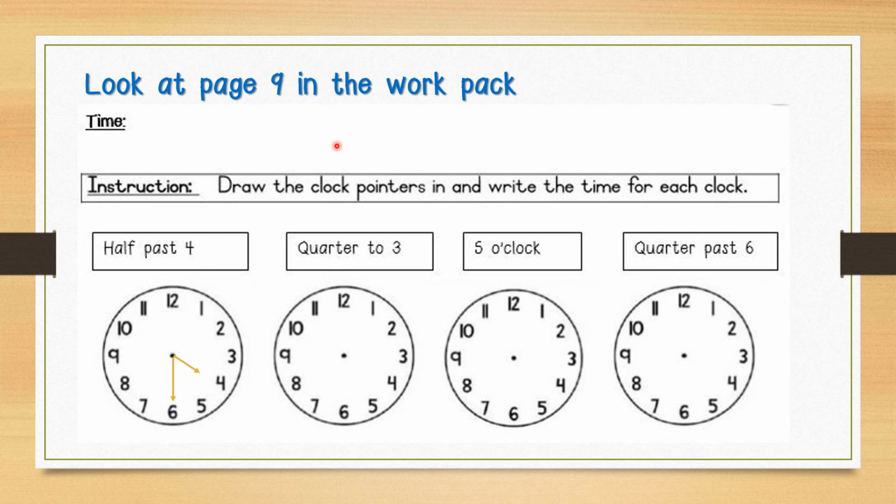Now learners, look at page 9 in the work pack. Time, it says draw the clock pointers in and write the time for each of the clocks. So we're going to do the first one. The first one says 4:30. So where will our big needle be? Our big needle, which is our minutes needle, will be at 6 because there are 60 minutes in an hour and half of 60 is 30. And our hours needle, which is our small needle, will be at 4.